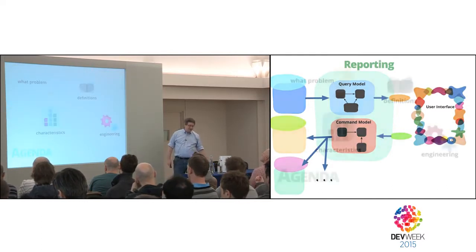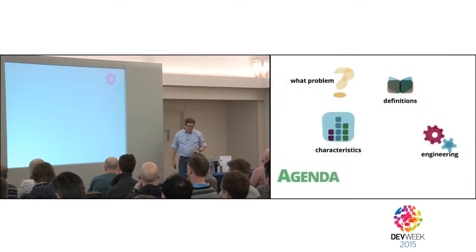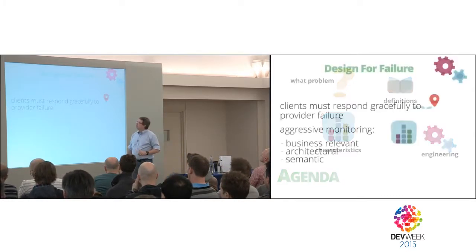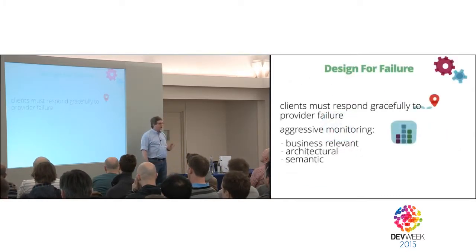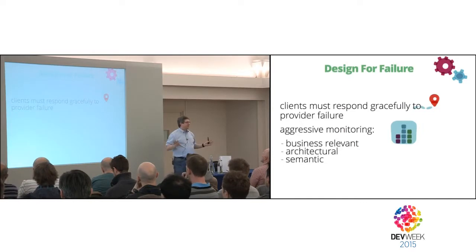Okay, so that's characteristics. Let's talk about some engineering practices, some practicalities. One of the characteristics in this world is that clients must respond gracefully to provider failure. The secret to building the most fragile architecture on earth is make everything synchronous. It'll fall over like that. So we want asynchronicity here.